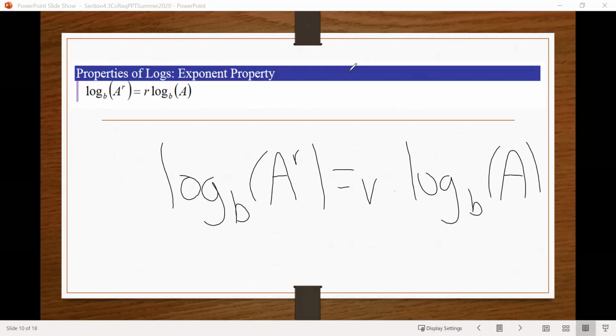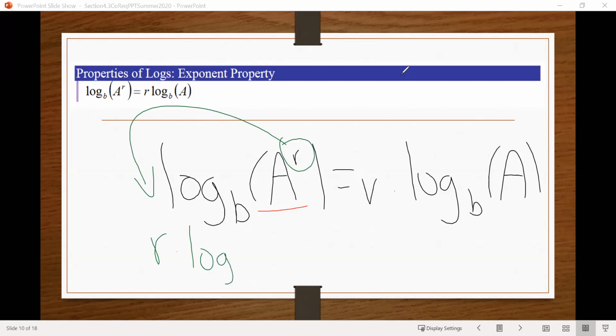And basically what this is saying is that if we have something inside of a log that's being raised to a power, and it has to be everything inside the log being raised to the same power, as we see here with the a to the r, then what we can do with that power, this r here, is move it to the front. Notice when we do that, we end up with r times log base b of a, which is what we have over here.